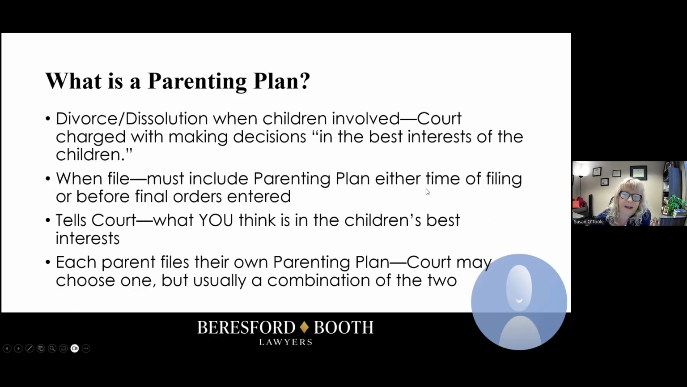You file your parenting plan either at the time that you file your divorce or before the final divorce orders are entered. And it basically tells the court what you, as a parent, think is in the children's best interest. Since this is a divorce, oftentimes parents disagree on what's in the best interest of their children. So what happens is that each parent will file their own parenting plan. The court may choose one of those, but usually it's a combination of the two when the court is choosing to do either a temporary parenting plan or a final parenting plan.